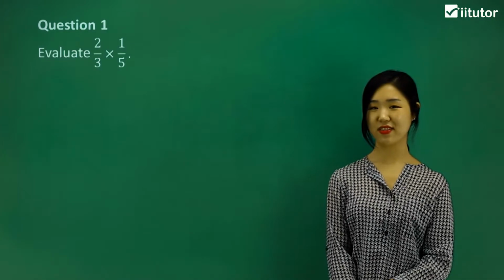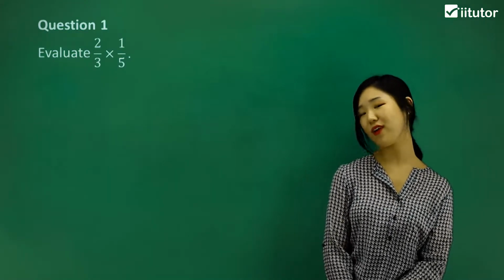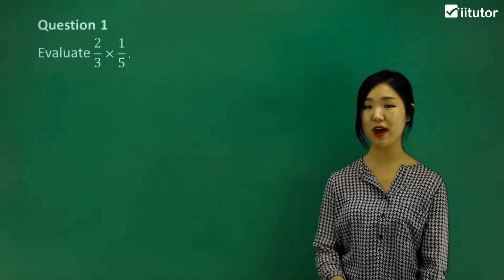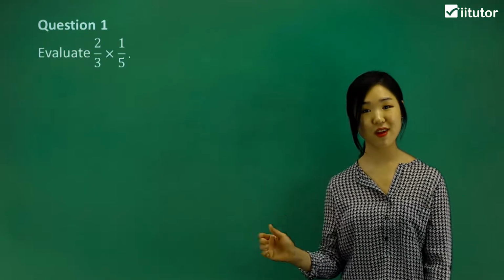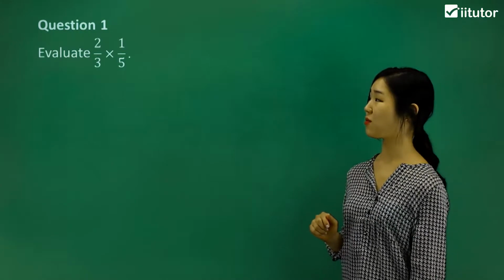Alright guys, now let's look at the multiplication of fractions. So multiplication is very, very simple. All you have to know is we multiply the numerators together and we multiply the denominators together. That is all, guys.